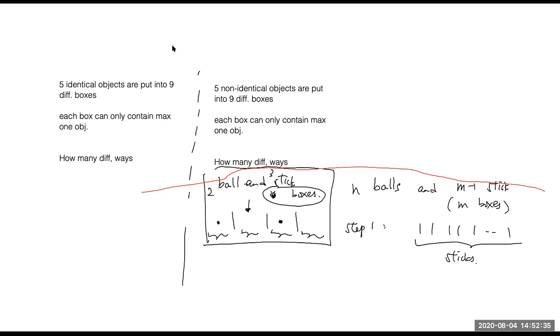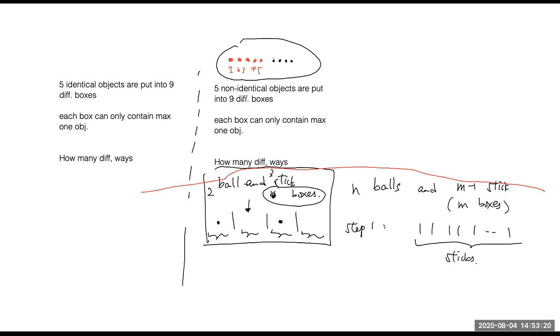So let's say there are 5 non-identical objects put into 9 different boxes. I think the question is just like there are 5 different people, okay? 1, 2, 3, 4, 5. And then there are 4 identical objects, and you are finding the combination to make it in a line. Do you understand what I mean?